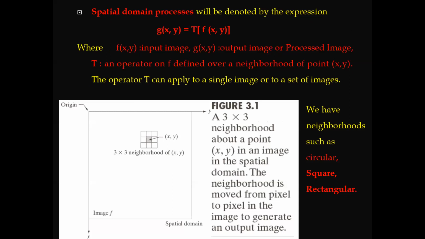We have neighborhoods such as circular, square, and rectangular neighborhoods. Generally, we consider rectangular neighborhoods, which are more popular than the remaining ones. In this image, you can see a 3 by 3 neighborhood consisting of a total of 9 boxes. Each box represents 1 pixel, so a 3 by 3 neighborhood will have a group of 9 pixels only.